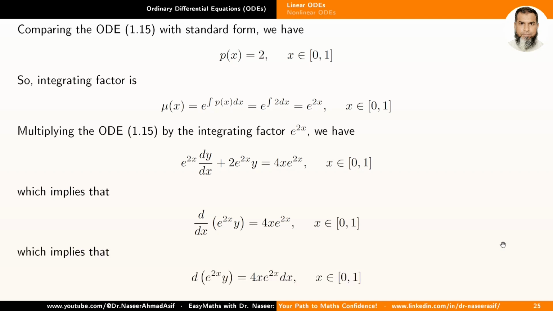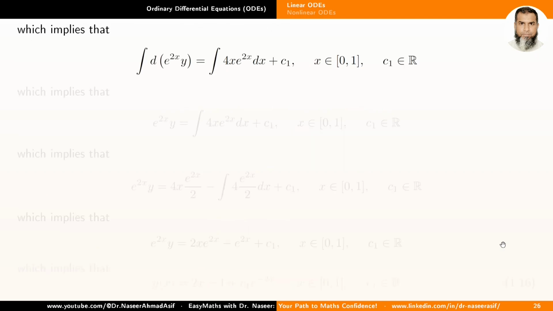So d(e^(2x) y) = 4x e^(2x) dx, where x ∈ [0,1]. Now integrating we have ∫ d(e^(2x) y) = ∫ 4x e^(2x) dx + c1, where x ∈ [0,1] and c1 is an arbitrary constant.